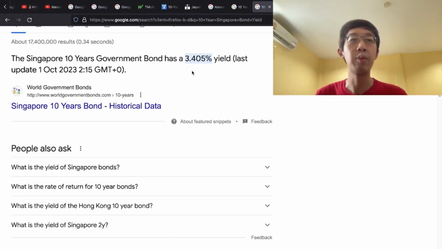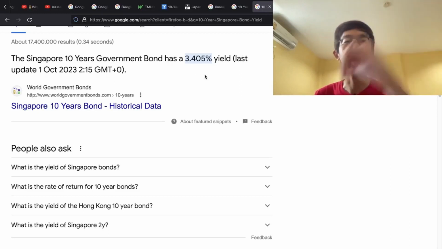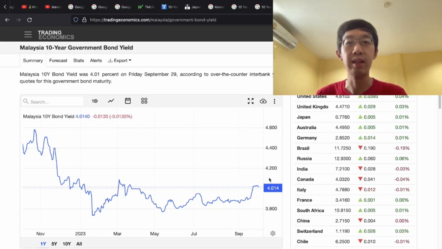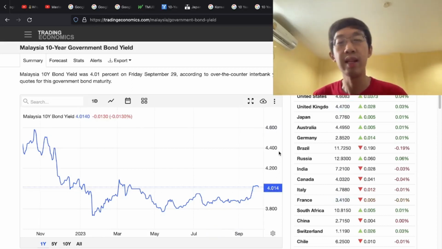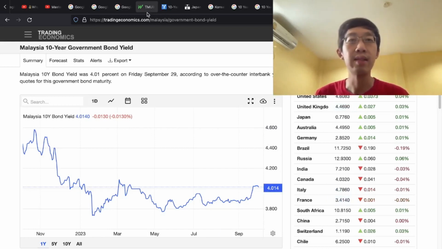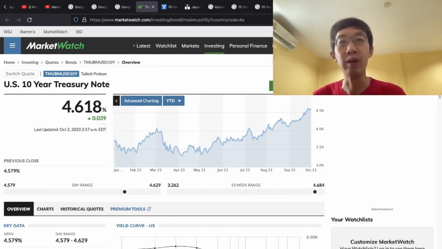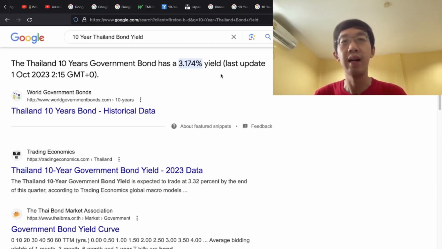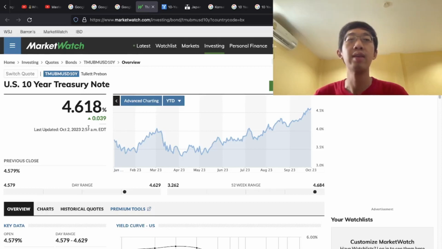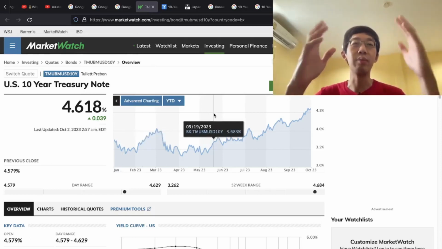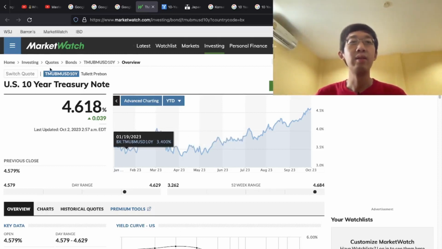The same goes for Singapore government bonds, 3.405% compared to 4.618% for US government bonds. Malaysia, look at that, 4.014. The US 10-year bond is giving 4.618% right now. If you are Malaysian, you're going to buy US dollars to buy the US 10-year treasury note. If you are Thai investing in Thai government bonds, you're going to get only 3.174% compared to the US dollar's 4.618%. Naturally, you're going to buy US dollars to buy the 10-year treasury note.